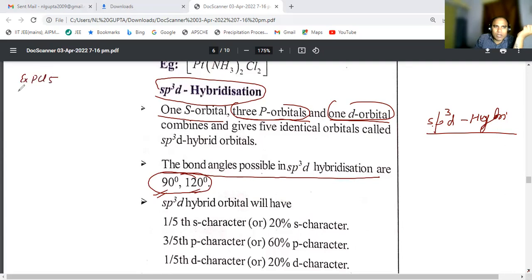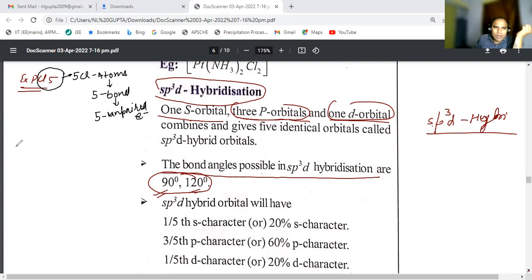PCl5. Okay. So for PCl5, you can check how many Cl atoms are there. You can see 5 Cl atoms are there. Yes or no? You can see here 5 Cl atoms are there. 5 Cl atoms implies 5 bonds. 5 bonds imply that 5 unpaired electrons are required. So now we have to check how many unpaired electrons are present in phosphorus.